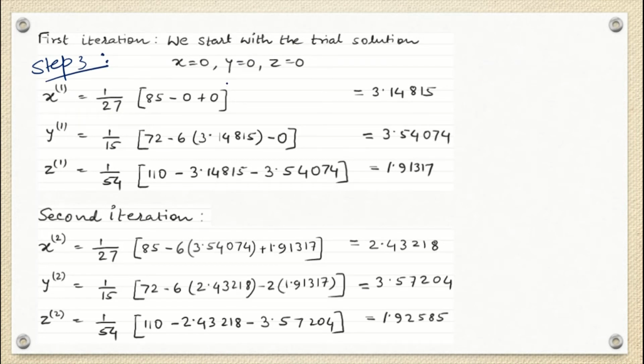Here I am going to start with any trial solution. Any trial solution I am going to assign for x, y and z. Here we have assigned 0, 0, 0 for x, y and z. It all depends on you. You might start with 1, 1, 1, or 0, 1, 0, anything. Or sometimes in the question paper they will tell you to start with a particular trial solution.